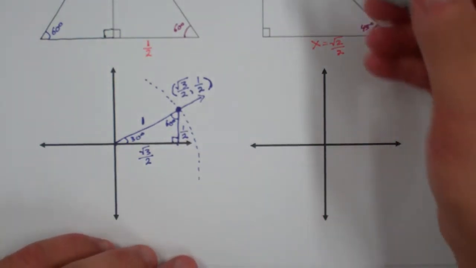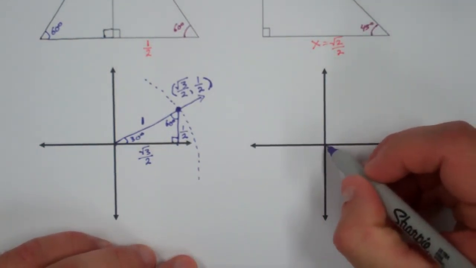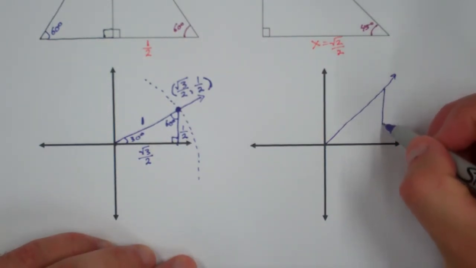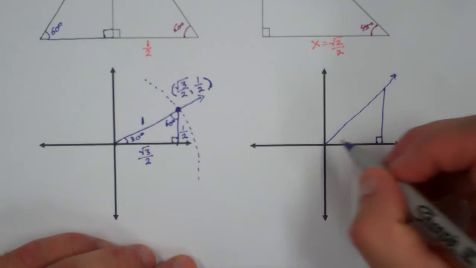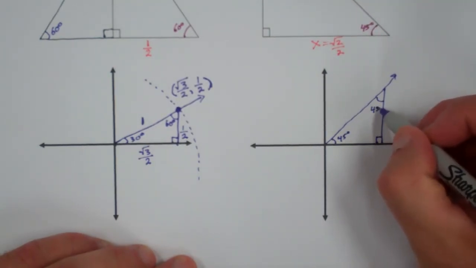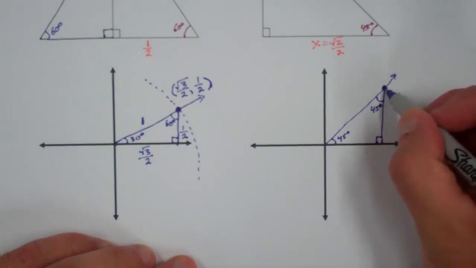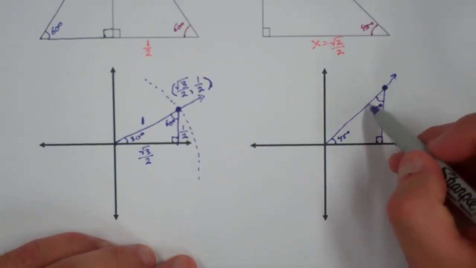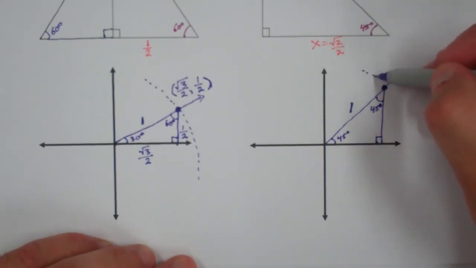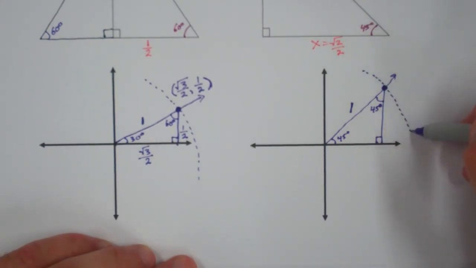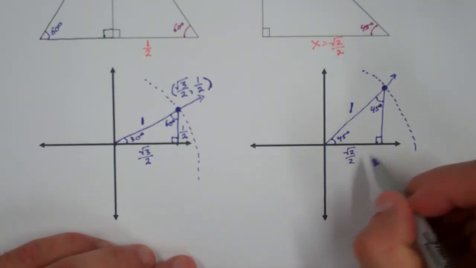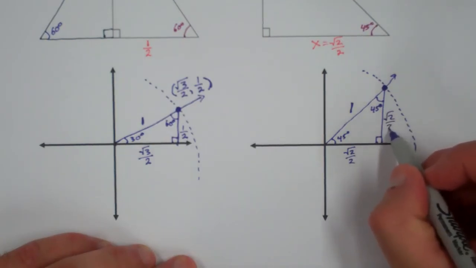If we look at the 45, 45, 90, we can draw that right here. We're going to do the same thing. We'll drop an altitude down, create our right triangle. So we've got 45 degrees here and 45 degrees here. We want to know what the coordinates are of this point. We know this distance is 1. We're arbitrarily making it 1 just because the unit circle has a radius of 1. And so each leg here will be root 2 over 2 and root 2 over 2.